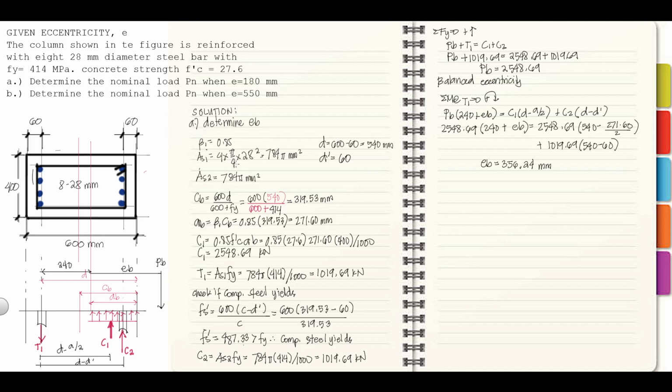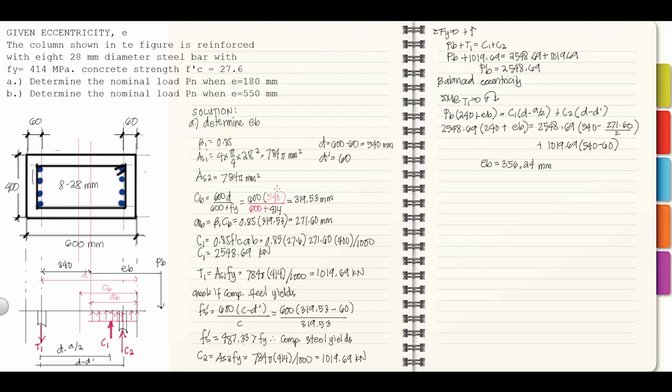So next na gagawin natin, we determine cb. We have the formula. I hope memorize pa rin itong formula natin for the cb: 600d over 600 plus fy. Pag hindi memorize, gusto mo rin i-derive, no need to worry. So that is 600d over 600 plus fy.